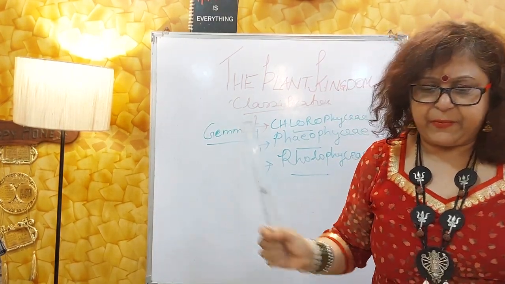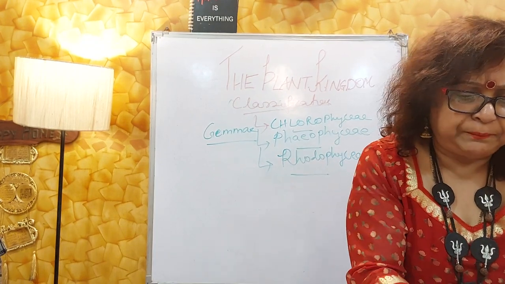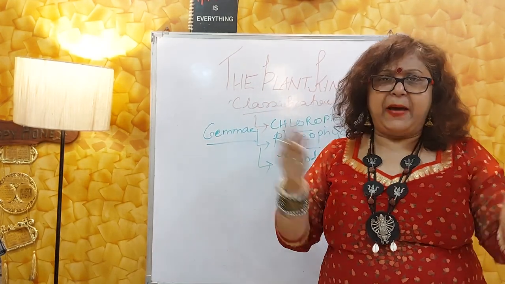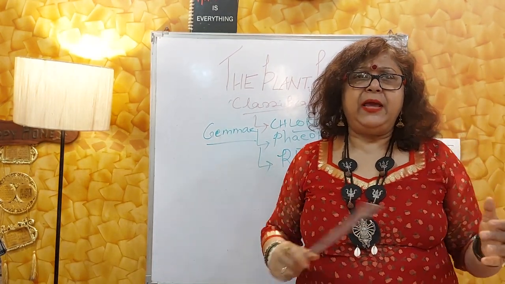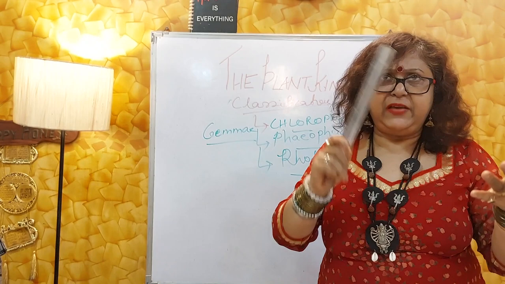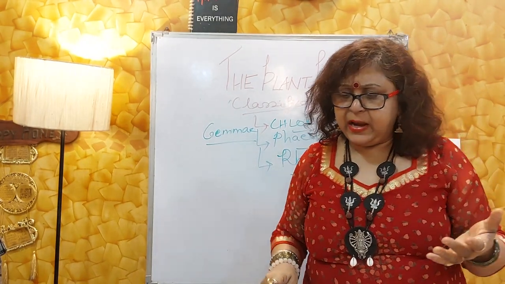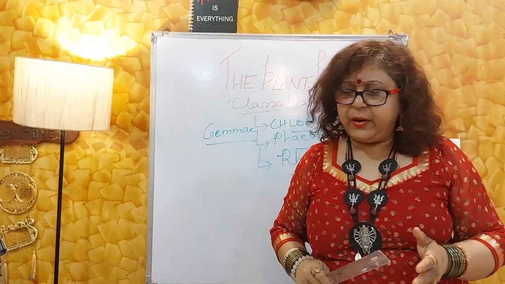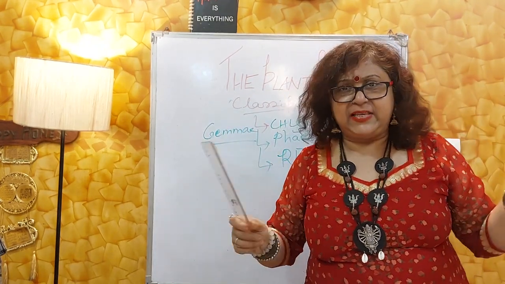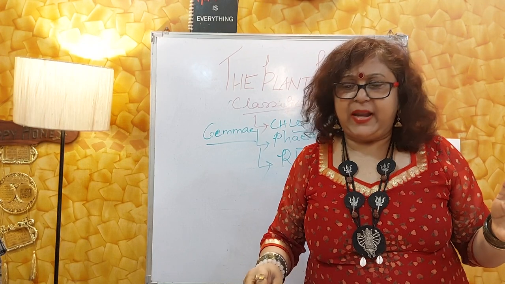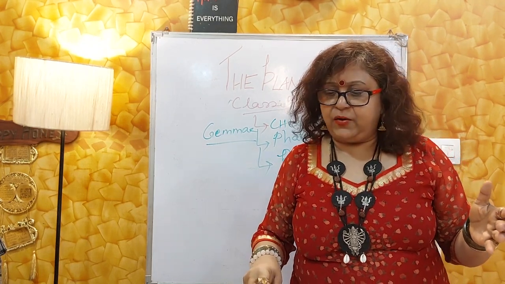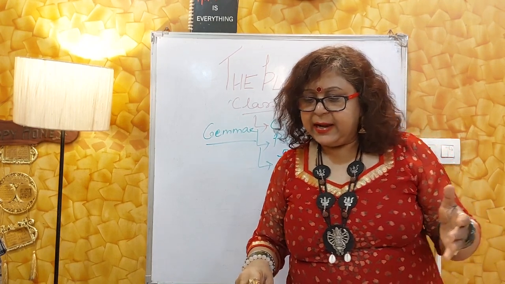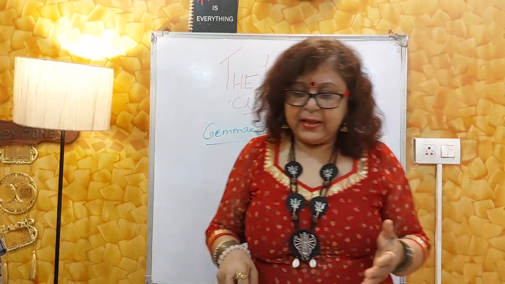This is about the mode of reproduction. After this comes the overall comparison. If they ask you in your exam, give a tabular form comparing Chlorophyceae, Phaeophyceae and Rhodophyceae. How will you compare? You can write the class first, then their common name, then the major pigments. Chlorophyceae has chlorophyll a and b, Phaeophyceae has chlorophyll a, c and fucoxanthin, and Rhodophyceae has chlorophyll a, d and phycoerythrin.